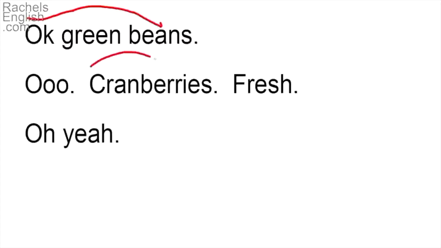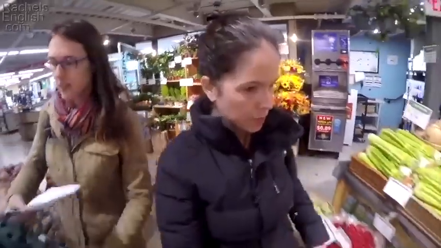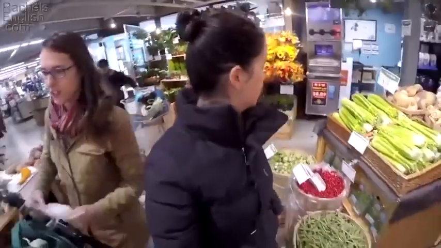Cranberries. Stress is on the first syllable there. That's a 3-syllable word. So the first syllable is cran. And the last 2 syllables are berries. They're a little less clear, a little bit more mumbled. That's how unstressed syllables sound. Cranberries.